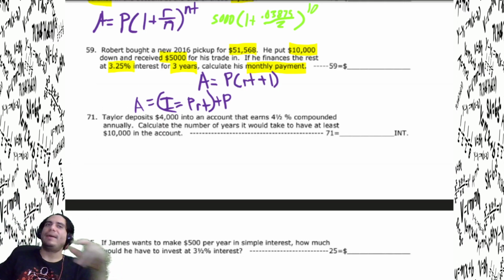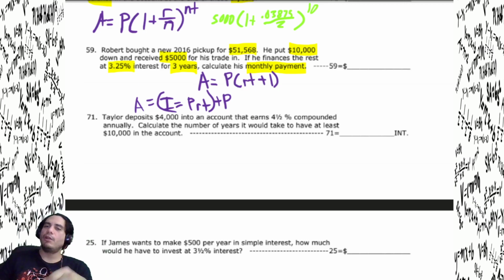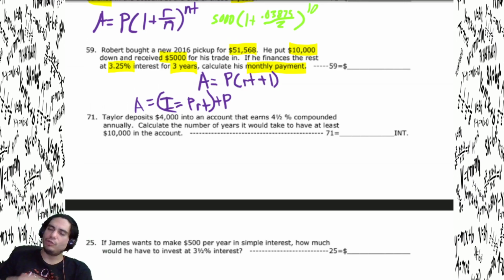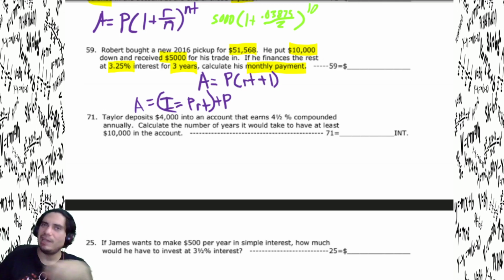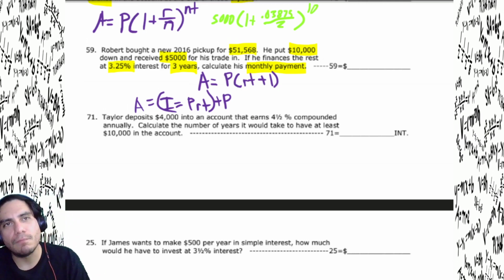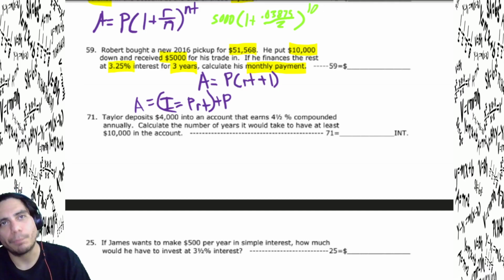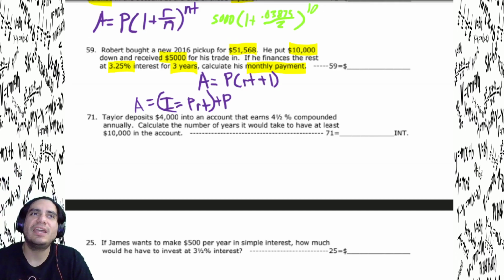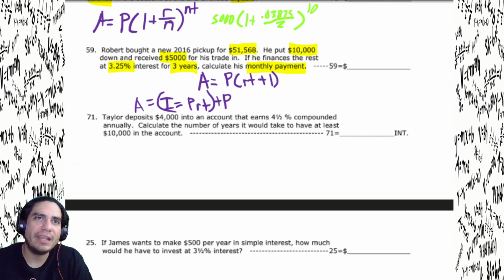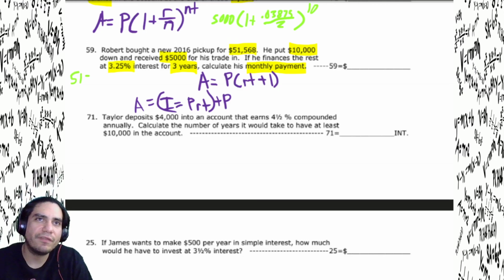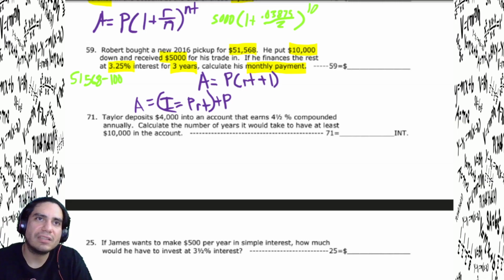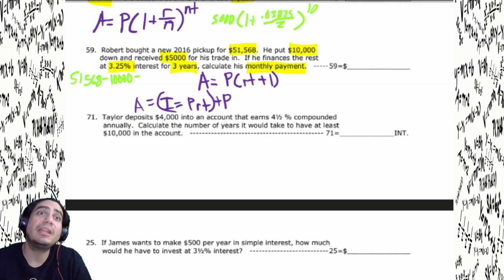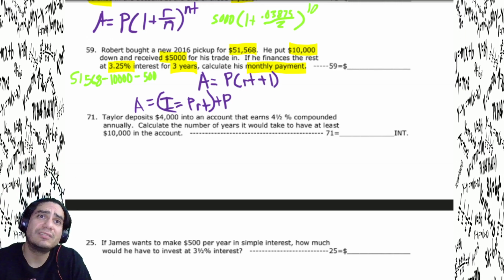It doesn't say we're compounding or anything. But you've got to be careful, because sometimes when you're borrowing money, they don't give you simple interest. They're compounding on you, and that's why it's kind of intense. Let's figure out how much money he borrowed, the principal. We're going to get the principal by taking that 51,568 and subtracting $10,000 because he already had to pay that. Then we subtract another $5,000.